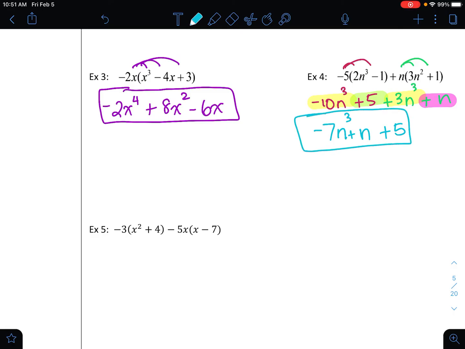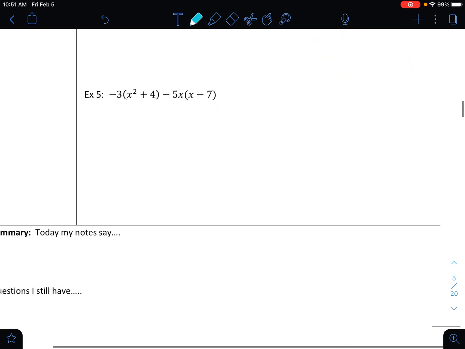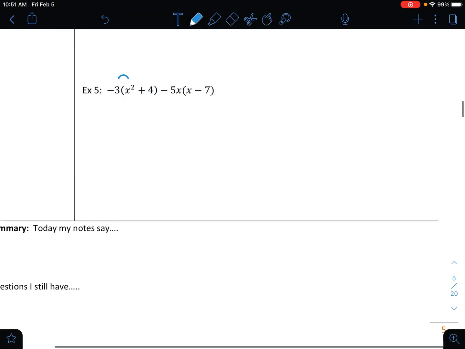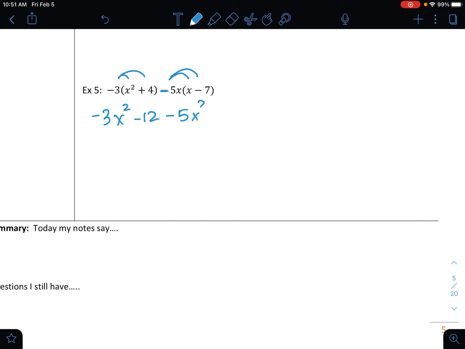Okay, please try number 5. I want you to pause and work through it and then come back and check. Okay, I'm going to distribute. Now pay special attention to this negative. That's a negative 5. So I'm going to have minus 5x squared plus 35x because I have negative 5 times negative 7. And then combine like terms.